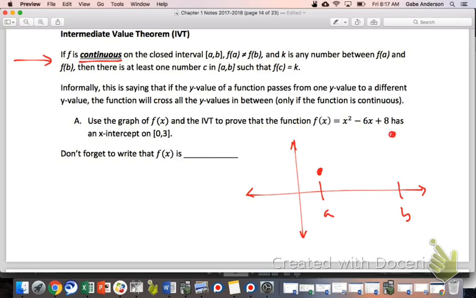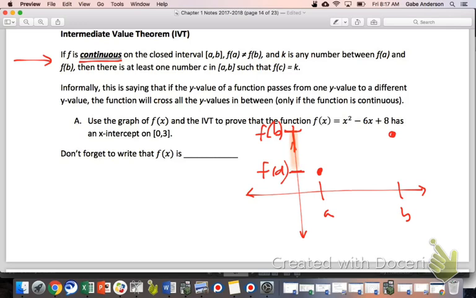And so, here is f of a. There is f of, or the other way around. Here's f of b and f of a. And so k would be some number in between, somewhere on that little orange interval that I just drew in there. Okay, so that's really kind of the setup.